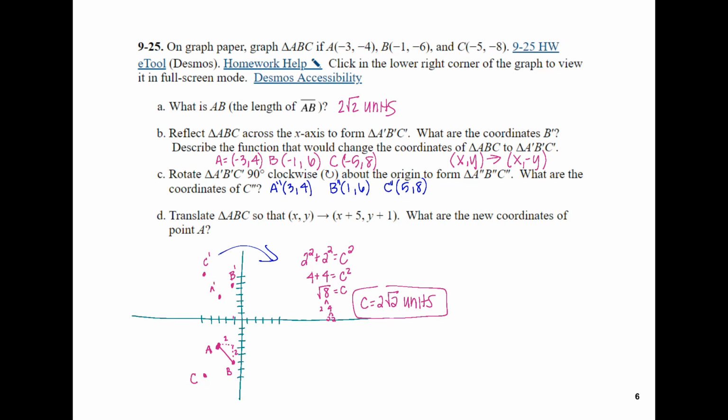Translate triangle ABC so that XY goes to X plus 5 and Y goes to Y plus 1. What are the new coordinates of point A? So looking at this, when we look at our original A, B, and C, we are going to add 5 to our original A, our X value of our A. So -3 plus 5, Y plus 1 would give us an A coordinate of 2, -3. If we went on to find the rest, B would be 4, -5. And if we also found C, it would be 0, -7.